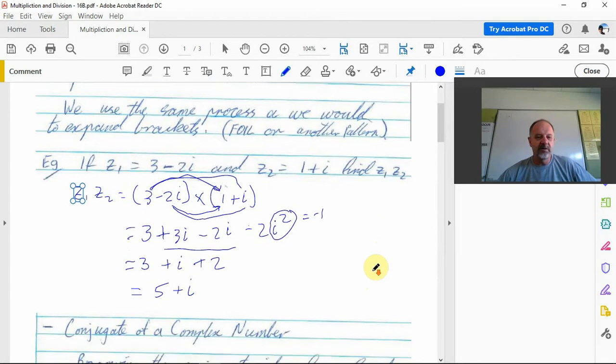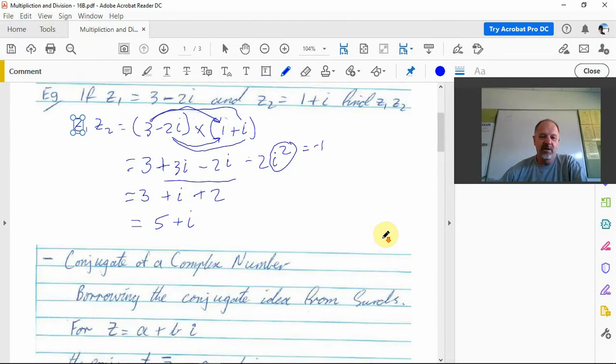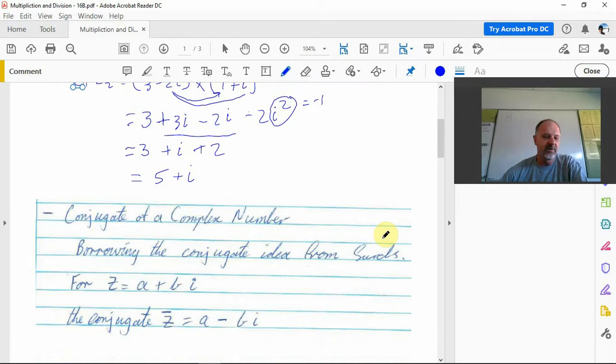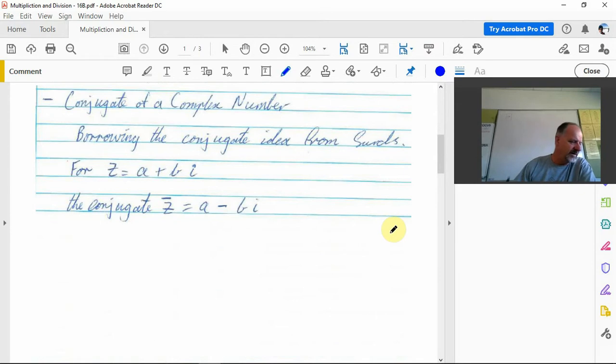All right, so the next thing we want to look at is the definition of something called a conjugate. You might remember that we did things with conjugates back when we did surds, when we were rationalising the denominator. So if we borrow that idea, for z equals a plus bi, its conjugate, z bar, is a minus bi.